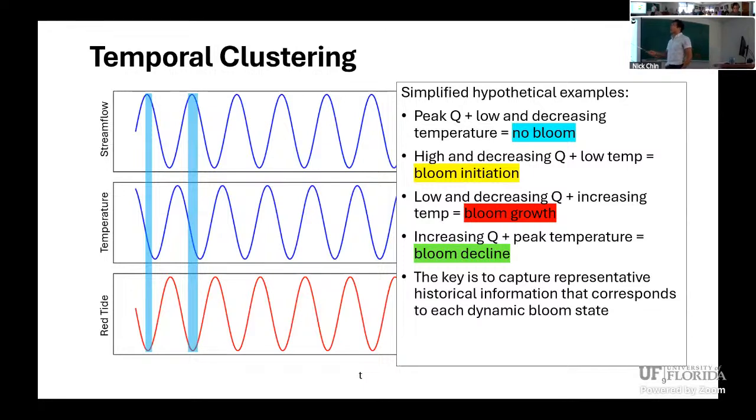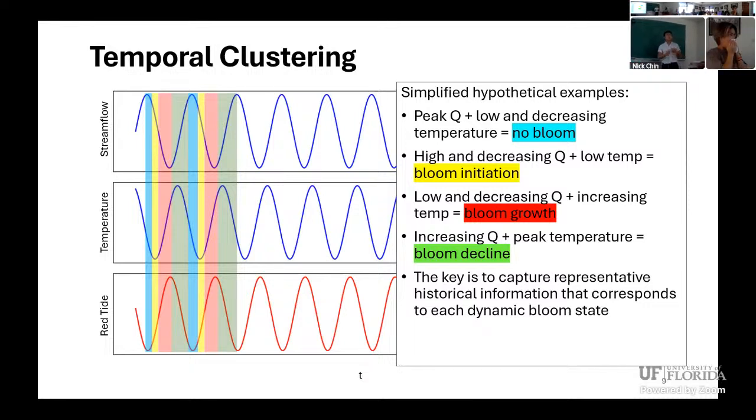So in other words, are there states where you have peak stream flow that are low, and low and decreasing temperature? Does that correspond to no bloom states? Likewise, do you have regions where there's high and decreasing stream flow and low temperatures? Does that lead to bloom initiation? And some of the other examples below. The key is to capture enough representative historical information that corresponds to each of these dynamic states. And the reason why we believe we can do this is because environmental variables show a lot of collinearity. A lot of them are cyclical in nature, and you see a periodicity to a lot of these.